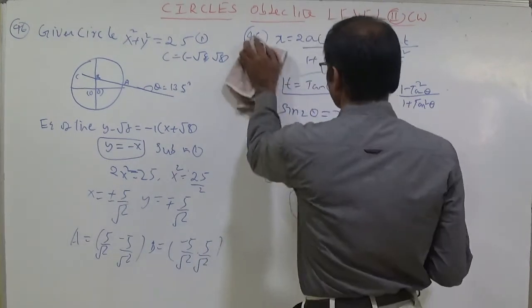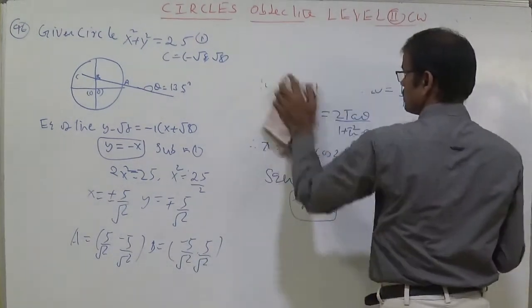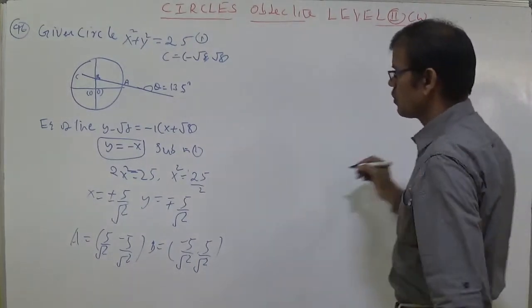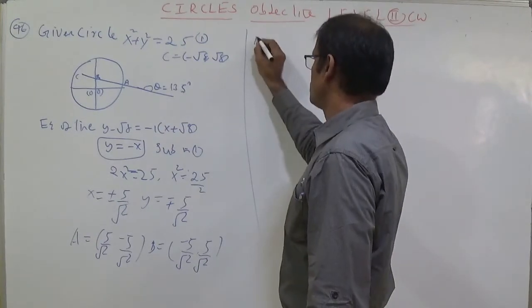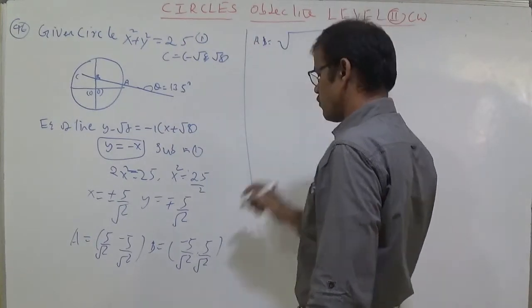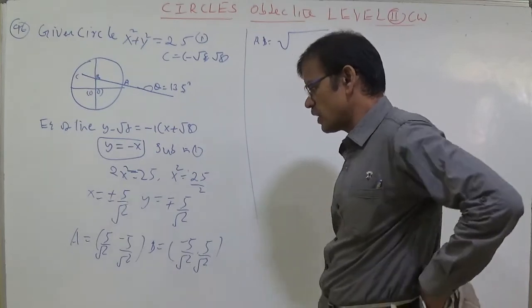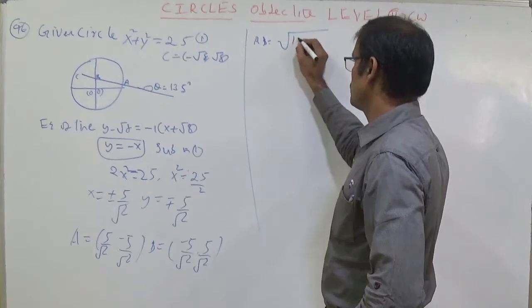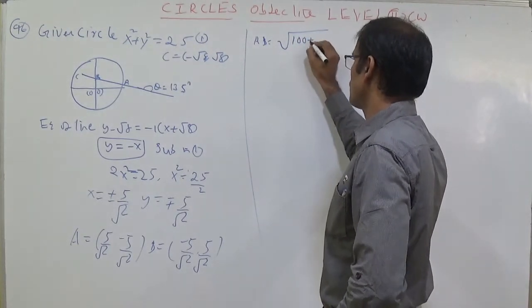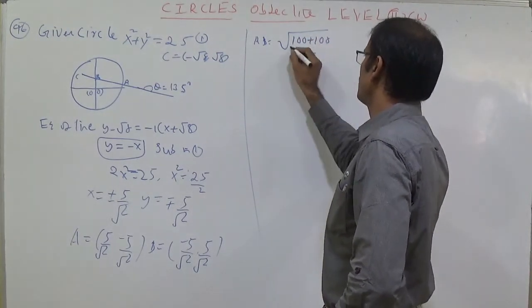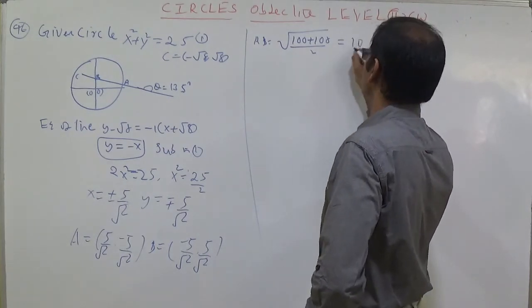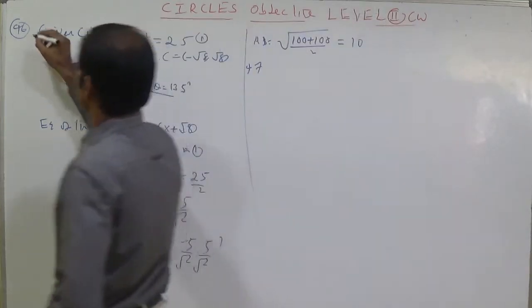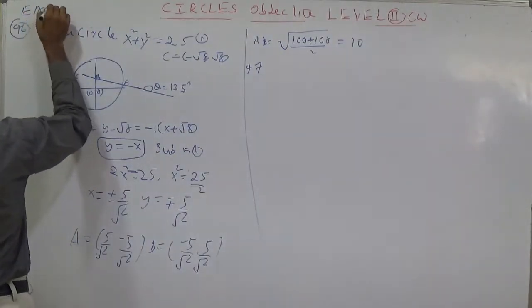So the distance AB, calculate now. AB distance is root of (5 plus 5, 10 by root 2) whole square, which is 100 by 2, plus (5 plus 5, 10 by root 2) whole square, 100 by 2. So 100 by 2 plus 100 by 2 is 200 by 2, which is 100. So the answer of AB is 10. This is an MSET question, given in the MSET exam.